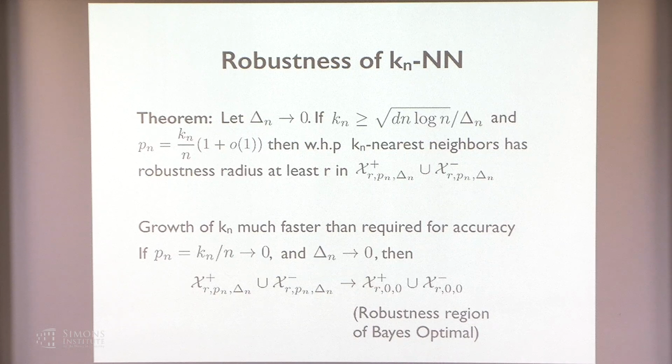So if you let your kn grow properly, then its robustness region will go to the robustness region of the base optimal. And to be honest, that's all you can expect, right? K nearest neighbor converges to the base optimal. What more can you get? It's not magically going to be better.